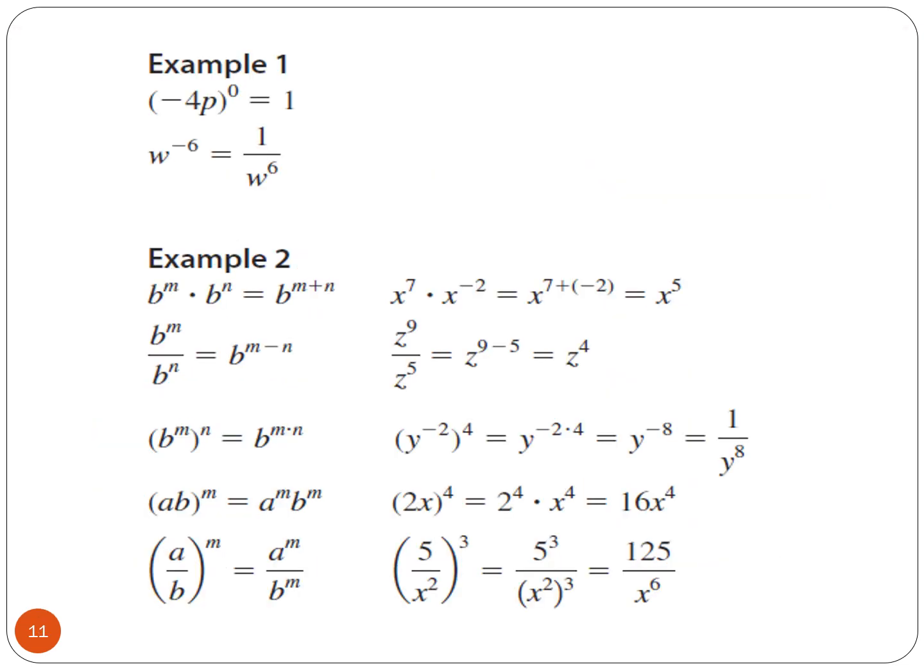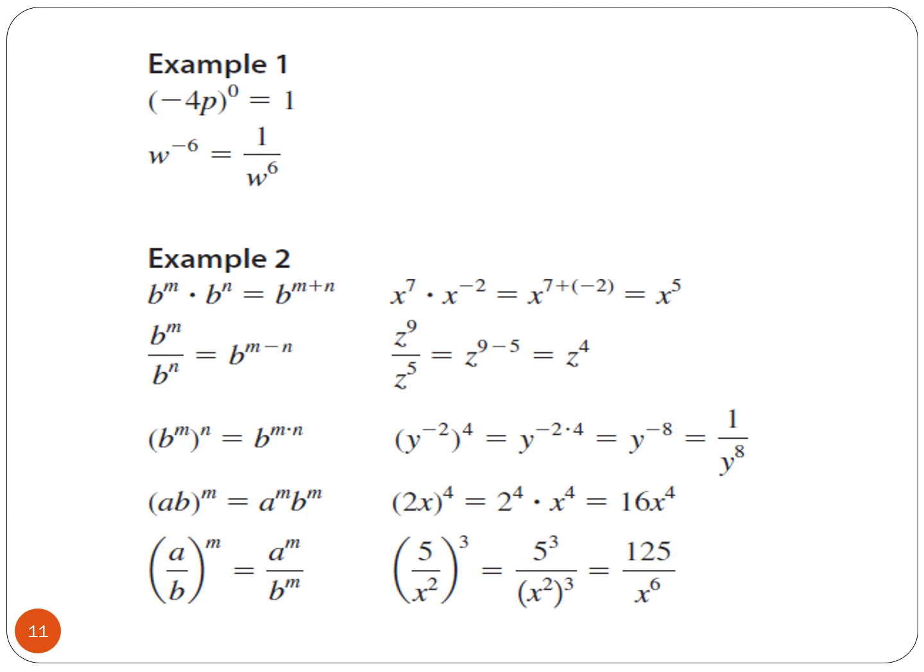Here are examples. Minus 4p raised to the power 0 is equal to 1. Of course, here this quantity is positive. Raise it to power 0, you get 1. W raised to the power minus 6 is the same as 1 over w to the power 6. Here are examples about the rules of product and quotient.